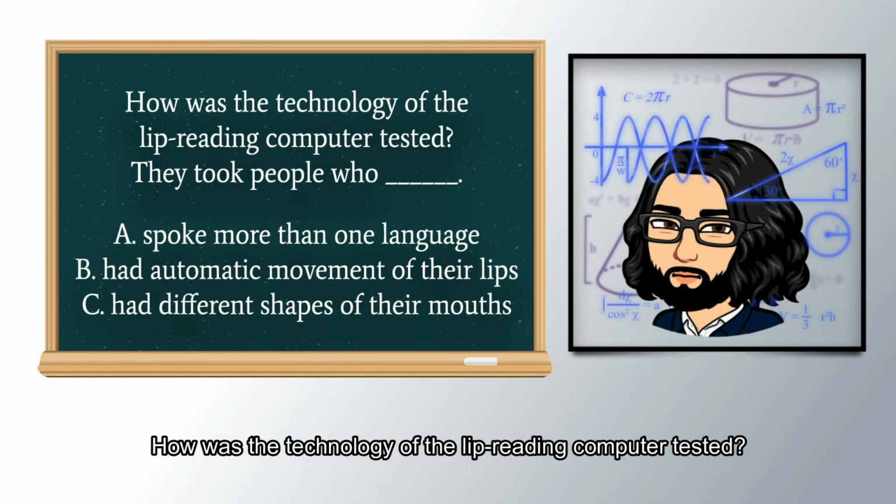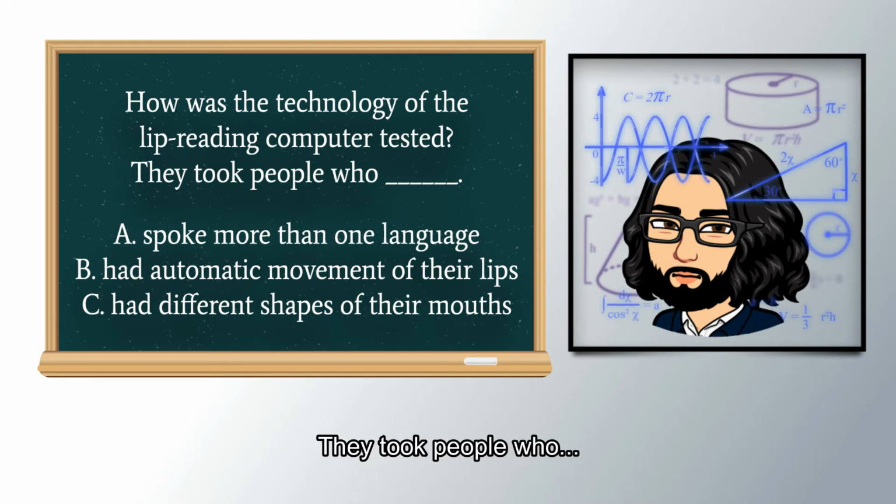How was the technology of the lip-reading computer tested? They took people who A. Spoke more than one language. B. Had automatic movement of their lips. C. Had different shapes of their mouths.